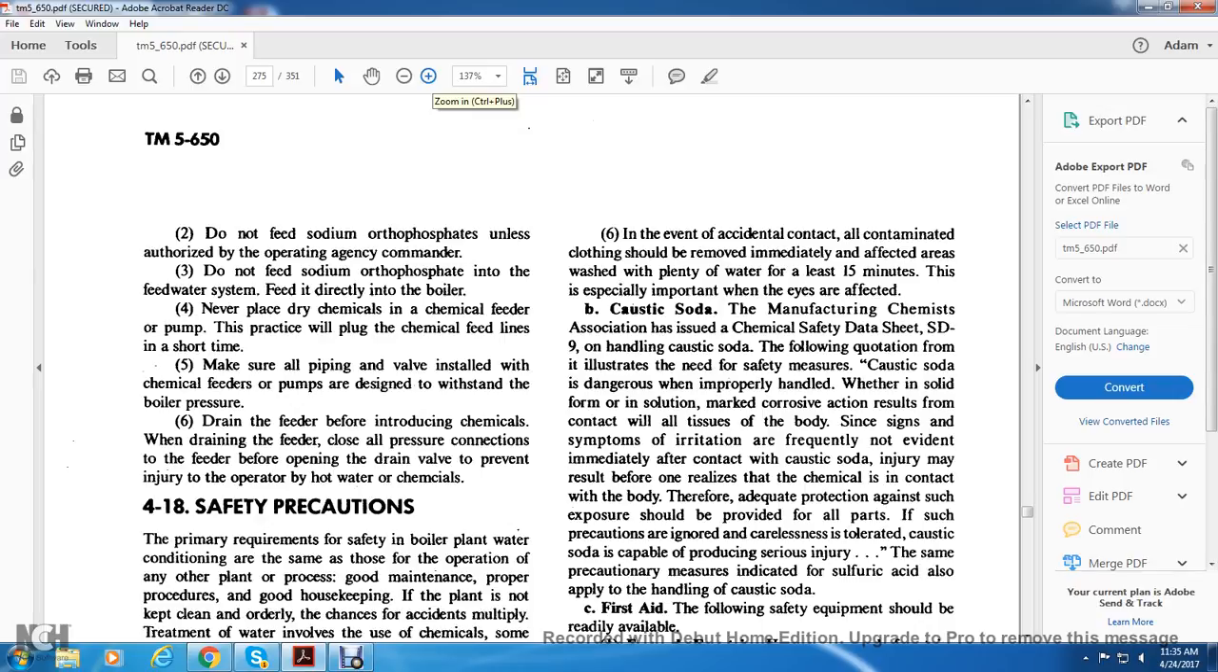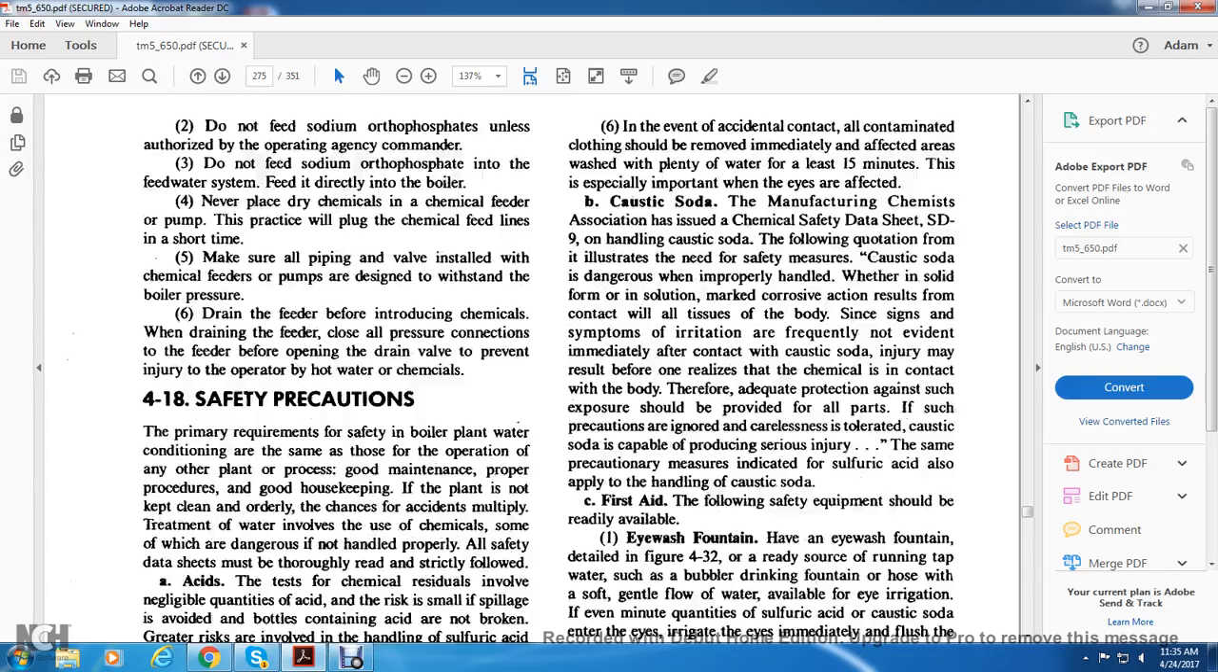5. Make sure all the piping and valves installed with the chemical feeders or pumps are designed to withstand the boiler pressure. 6. Drain the feeder before introducing the chemicals. Drain the feeder with all the pressure connections closed before opening the drain, to prevent injury of the operator from the hot water and chemicals.